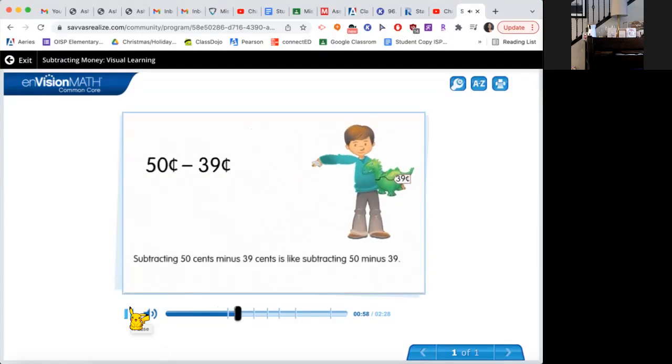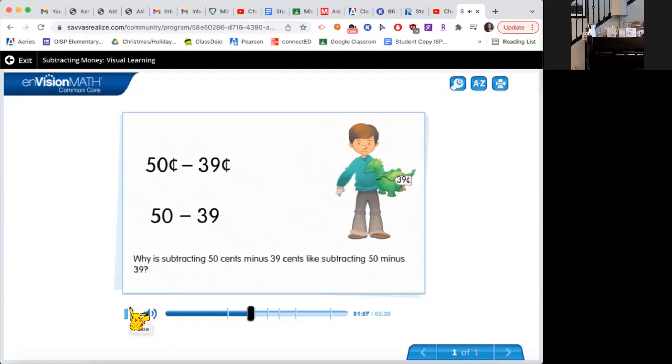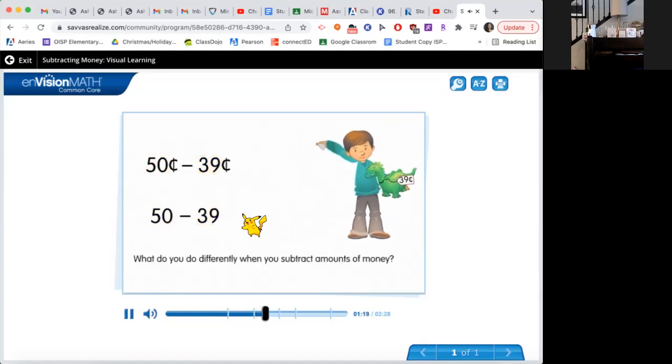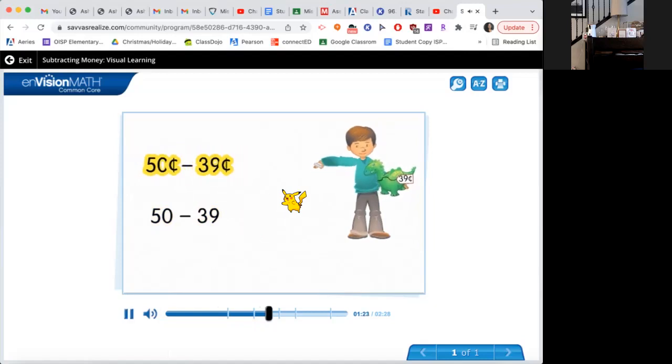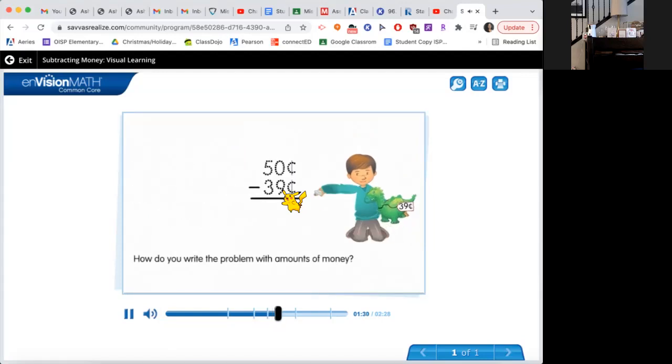Subtracting 50 cents minus 39 cents is like subtracting 50 minus 39. Why is it like subtracting 50 minus 39? The numbers are the same, and you subtract them in the same way. What do you do differently when you subtract amounts of money? When you subtract money, you use the cent symbol. How do you write the problem with amounts of money?